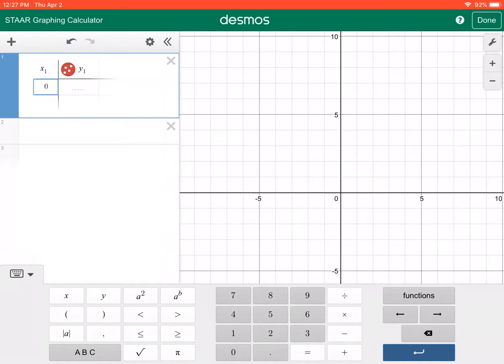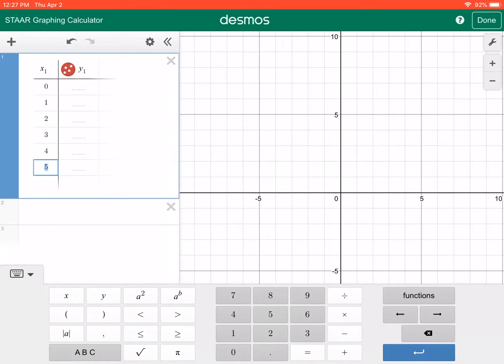It starts off with 0, 1, 2, 3. And it's going to number for us automatically since we're going in order and it found our pattern.